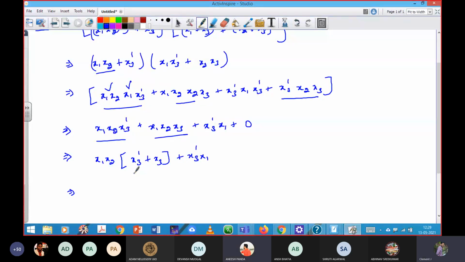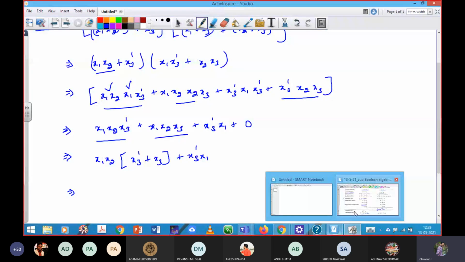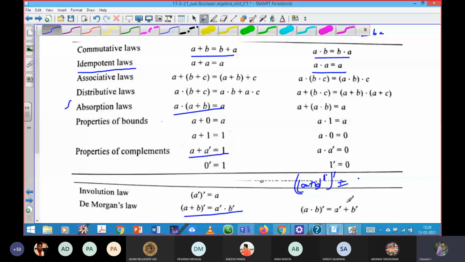X1, x2 into (x3 dash plus x3) is one, plus x3 dash x1. By the complement law, if you apply addition between an element and its complement, you will get the answer 1. If you apply multiplication between an element and its complement, you will get the answer 0. So by applying the rule, you will get the answer x1, x2 plus x3 dash x1.